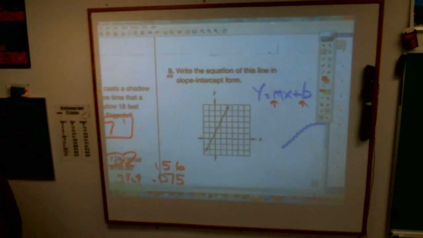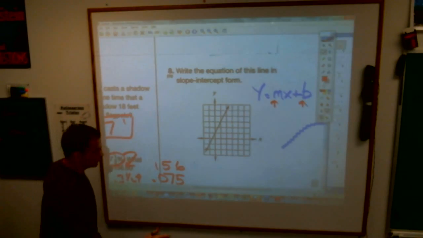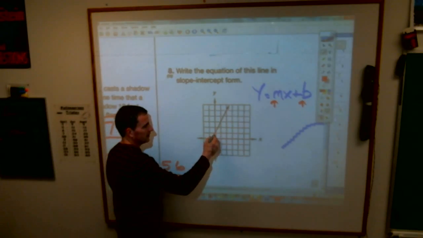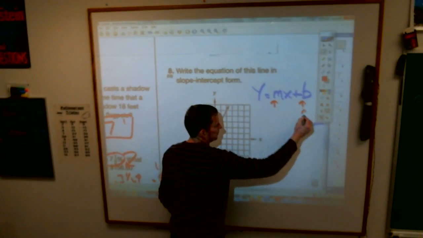It's called slope-intercept form for a reason. The letter b is the intercept part of that. So where is the intercept, Drew Norquist? Would it be helpful if it said slope y-intercept? It is. It crosses the y-axis at 1. That's what this number is. So you put a 1 there.